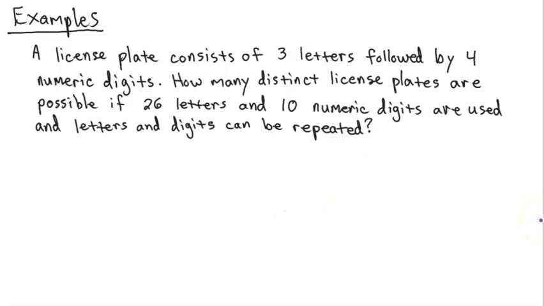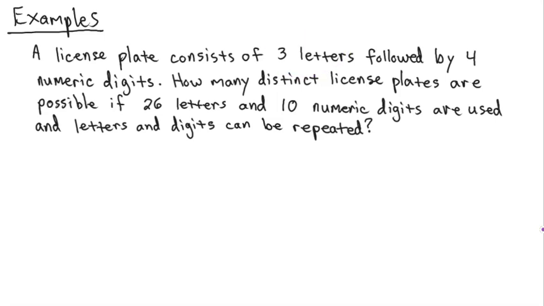All right, this one's a little harder. A license plate consists of 3 letters followed by 4 numeric digits. And so, it could be something like BCR 5597, or it can be DDY 1004, okay? So it's a license plate. It's going to use 3 letters and 4 numbers. And it says, well, how many distinct license plates are possible if 26 letters and 10 numeric digits are used? And the letters and the digits, they can be repeated.